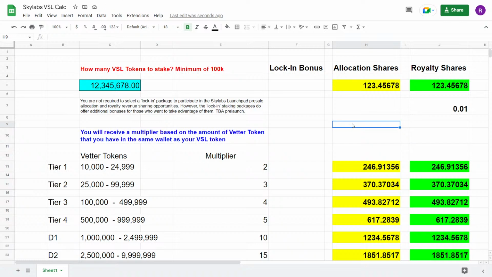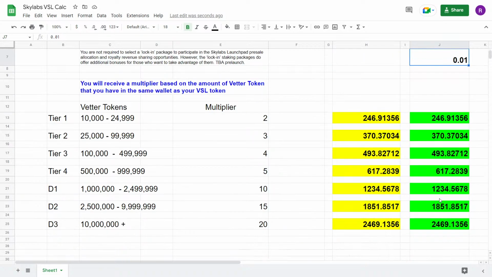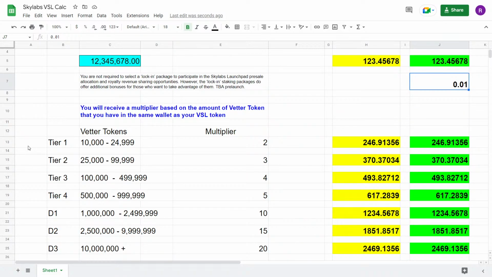12,345,678. Okay. Now we have 123.45678 times 0.01, $1.23. Okay. And we can look at the multipliers down here. As a Diamond 2, it would then be $2.46.